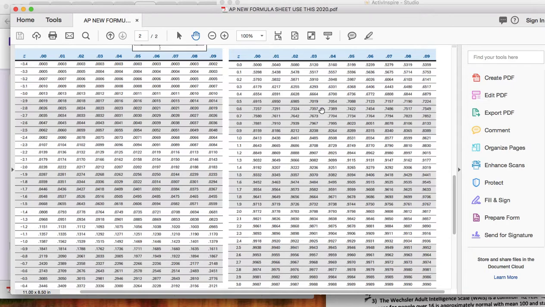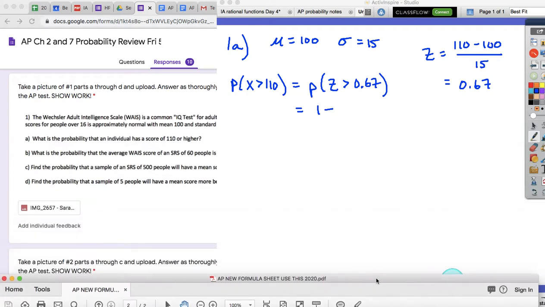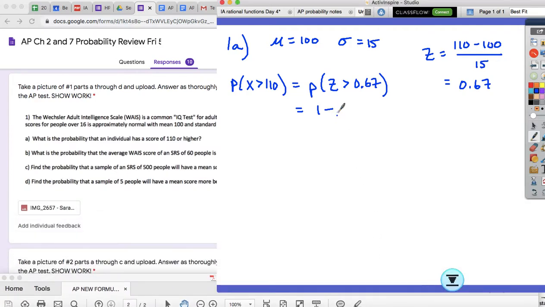So 0.67 is right here, which I get 0.7486. And when we subtract that from 1, we're going to get 0.2514. Now you can leave your answer as a decimal like that, or you can say 25.14%.